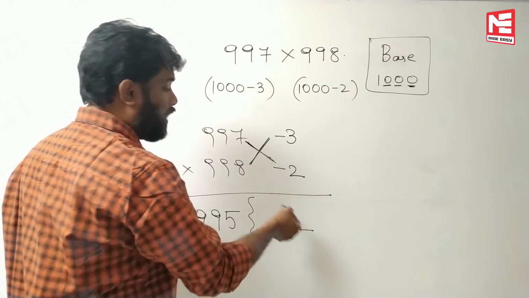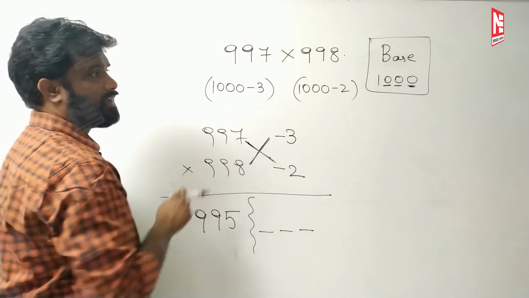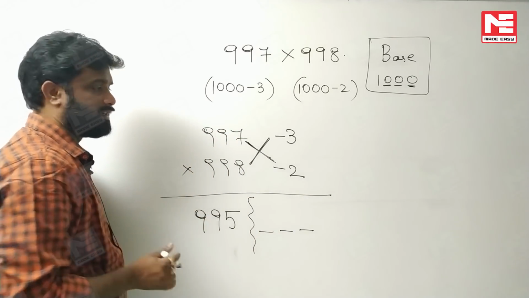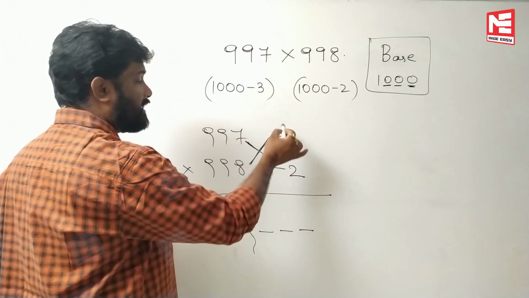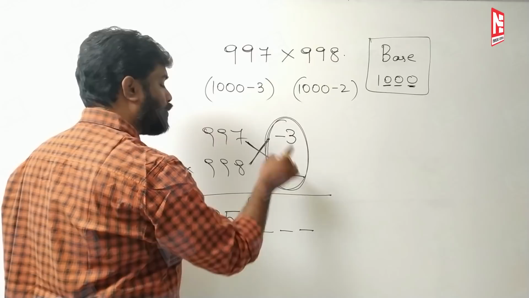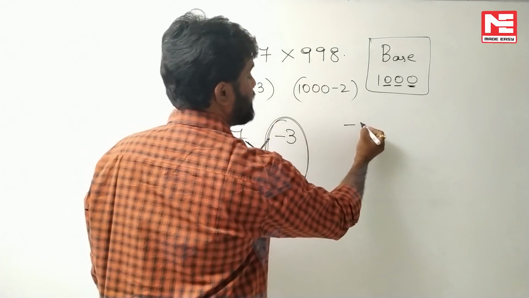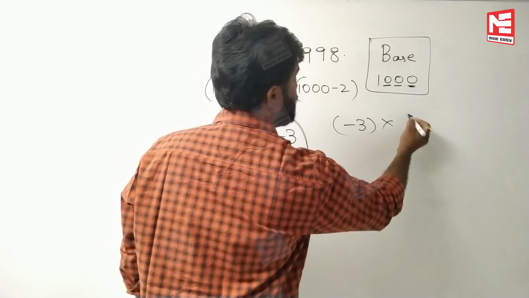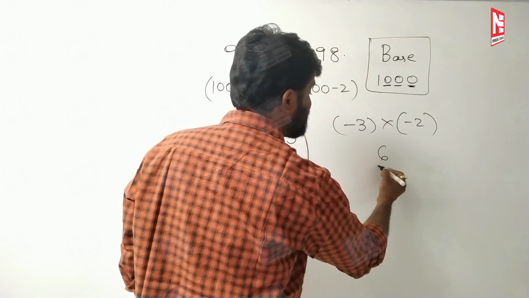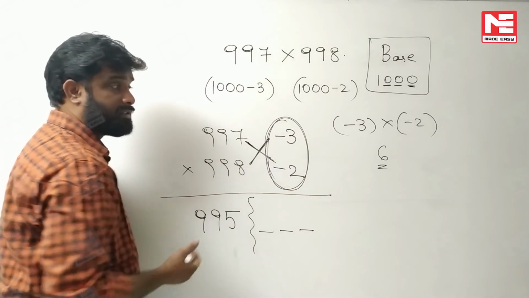So my dear friends, what do you have to write here? Okay, 3 digits should come, that we understood, because 3 zeros are there in 1000, and how did we get 1000? Because this is in the neighborhood of 1000. And what you have to write here? The product of these two numbers. The product of these two numbers should come here. Friends, what is minus 3 into minus 2? Minus 3 into minus 2 is plus 6. That means 6.